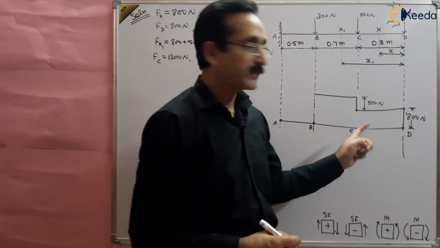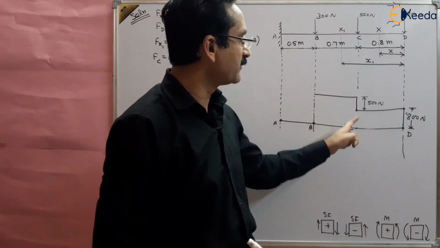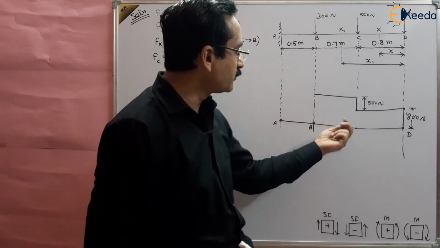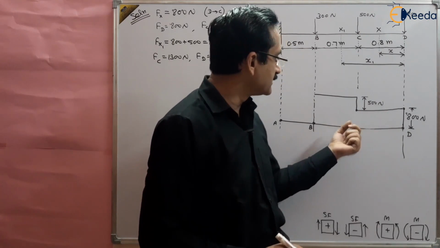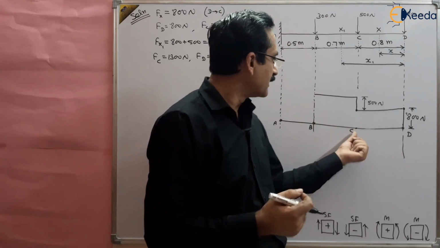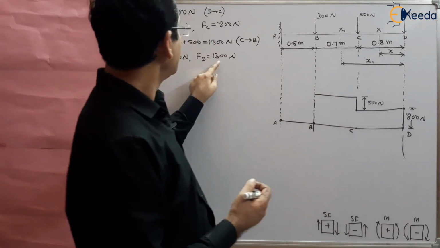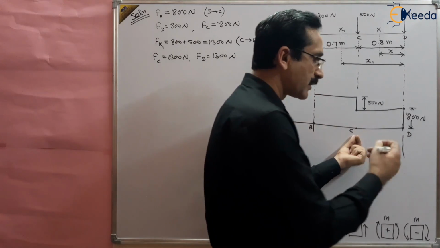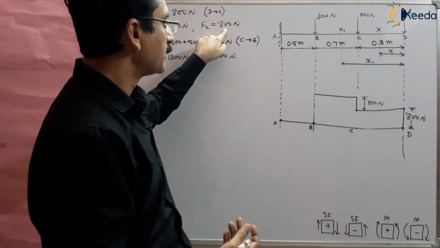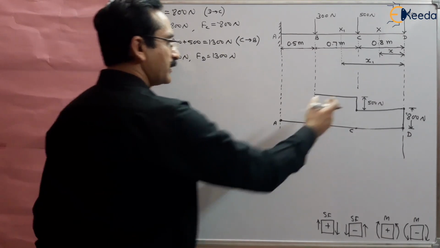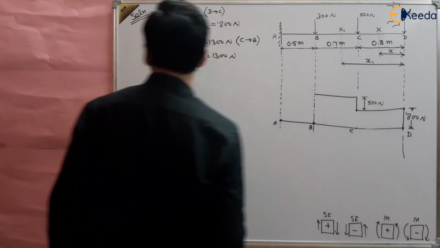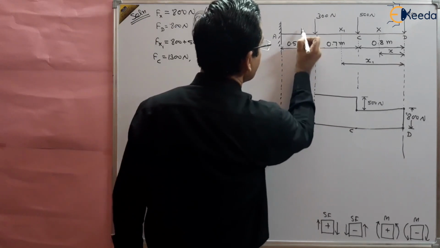What does it mean? There is a change in shear force at C. Just to the left of C, the force is 1300 Newton, and just to the right of C, the force is 800 Newton, right? So there is an abrupt change in the force at C, right? Similarly, we can take a section here also.